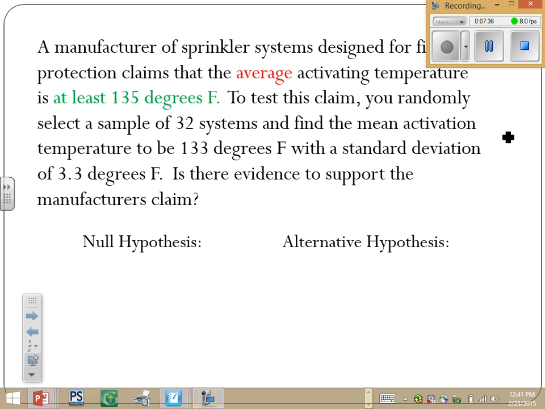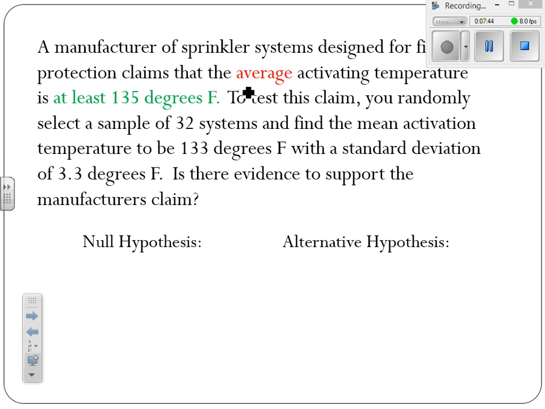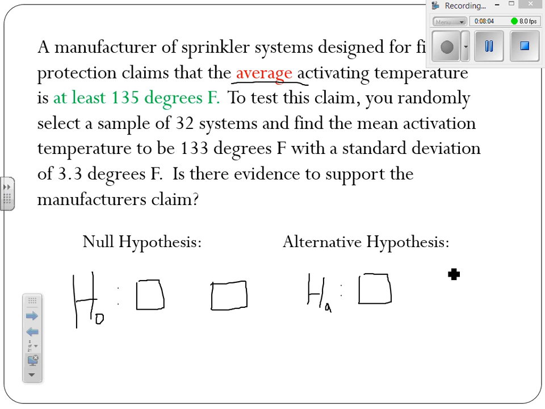So we take a look at the second example. A manufacturer of a sprinkler system is claiming that the average, right, here it is in red again, the average activating temperature. So right away we could go ahead, the null hypothesis, right? So we have our box, then our next box for the number, and then HA. Excuse me if I'm having to do this by hand. That first box, is it going to be a mean or a proportion here? And so for us, that's average, which means these are both going to be mu. So go ahead and put that number there.